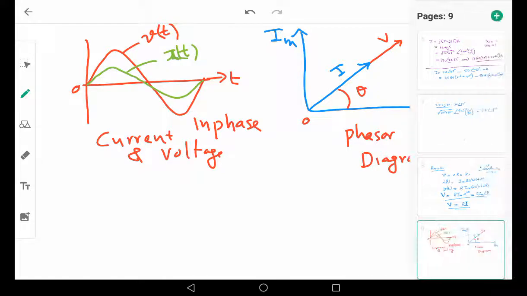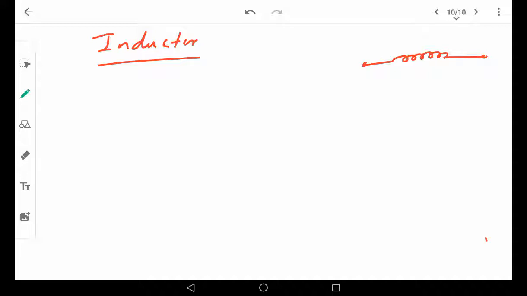Now we'll study what it is for an inductor. If you take the case of an inductor, you have an inductor like this, right? This is V, and you have a current I flowing through the inductor. And the impedance of the inductor is given by j omega L, if L is the value of the inductance.